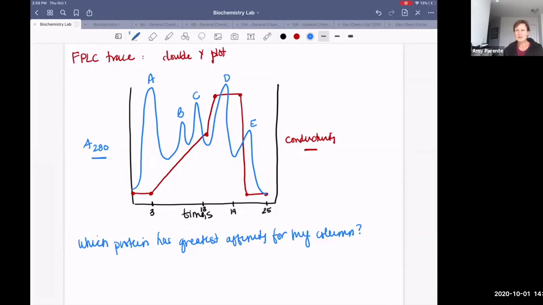No one wants to be the first to provide an answer. What's the column made out of? In this case, it won't matter. We are going to get to that. That question will matter, but to just answer the question, which protein has the greatest affinity for the column, you don't need to know that for right now. It was a good question, but you don't need to know that to answer.